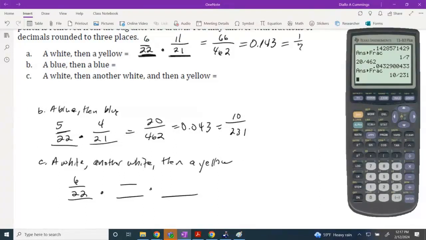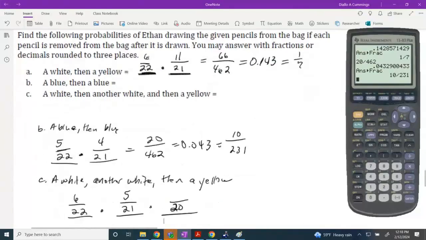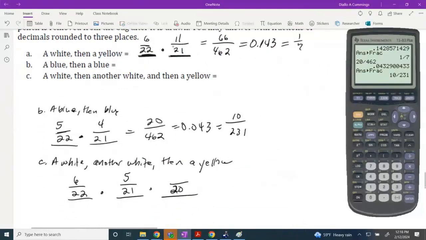For my second pencil, we've taken 1 away, so the denominator, or the total number of pencils in the bag, changes, right, from 22 to 21. Also, the number of white pencils changed because we've taken 1 away. So now we have a choice of 5 white pencils. For our third pencil choice, we're going to reduce the number of pencils by 1, right? So we now have 20 pencils to choose from. And out of those 20 pencils, how many are white? Still 11, right?